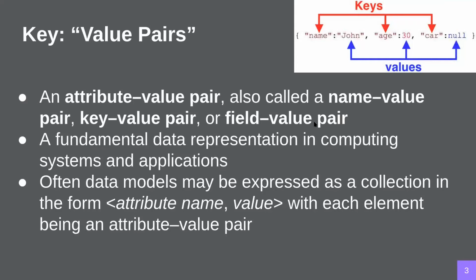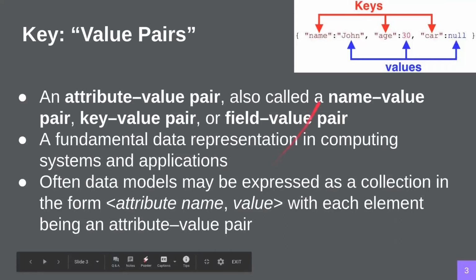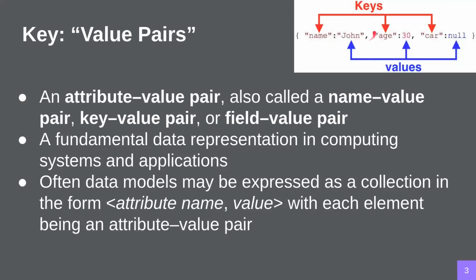So in computing, a fundamental, common data representation is called a key value pair. Sometimes it's called an attribute value pair, sometimes called a name value pair, or a field value pair. And the idea is that you have some key here, in this case name, and some value associated with that key, and the two of them are a pair.